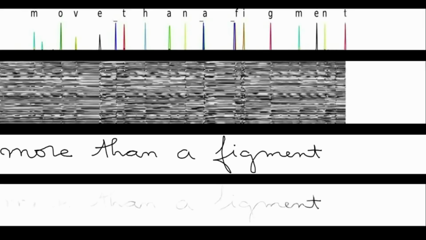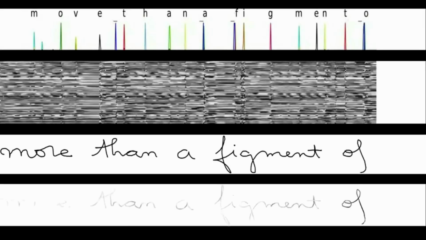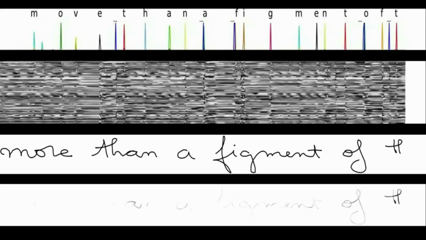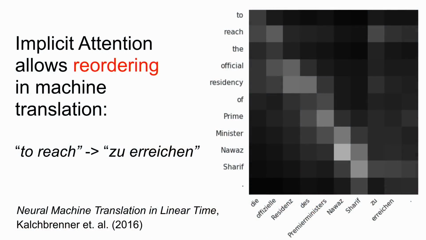And you can do even more than this with implicit attention. You can do things like reordering in machine translation. For example, it's a big problem of translation between English and German, in that German verbs tend to end up at the end of sentences, and this creates problems for automatic translation systems because they have to take them and reorder them.